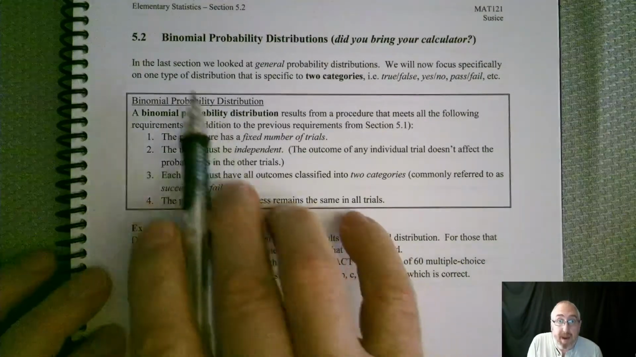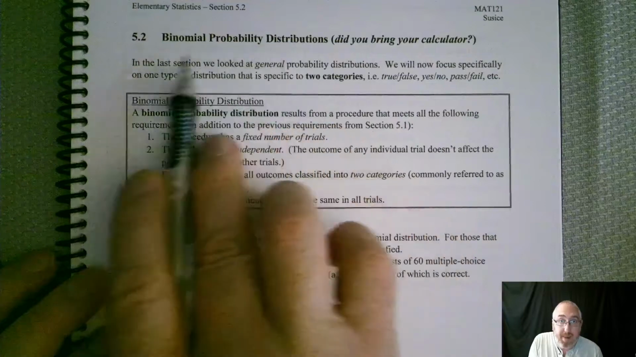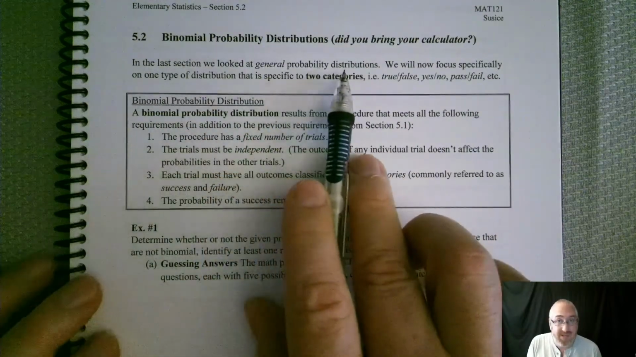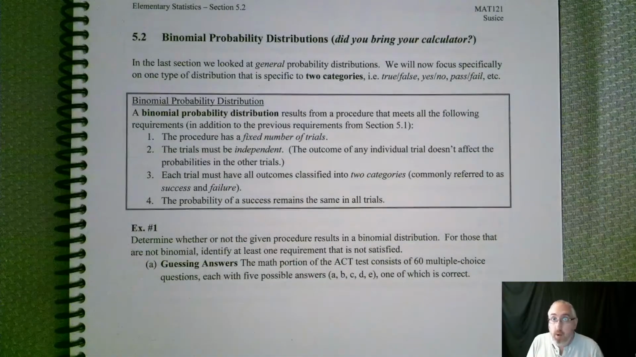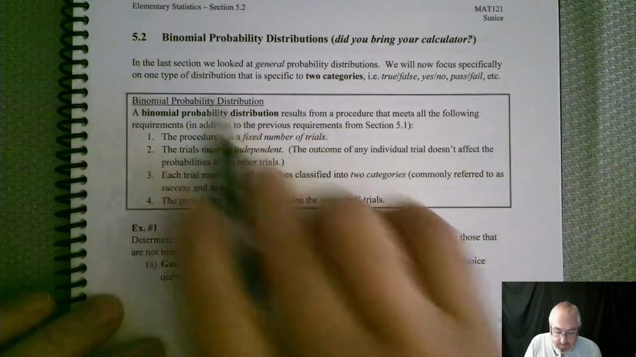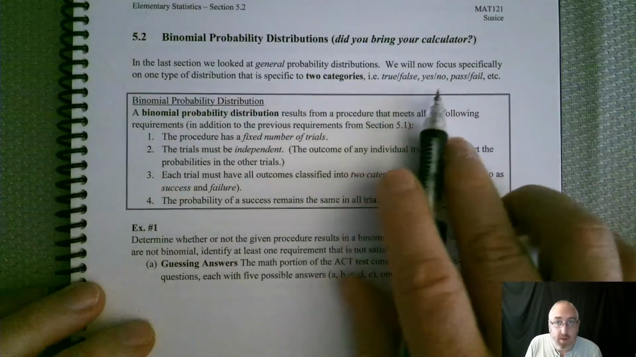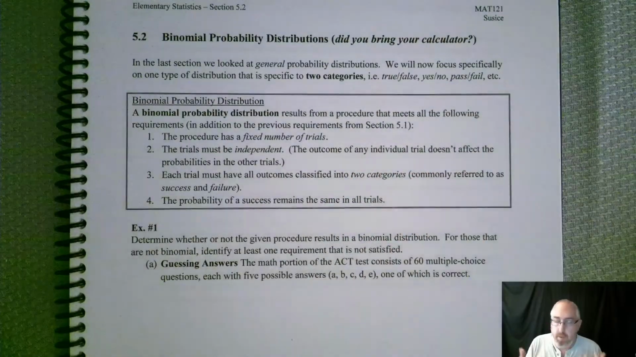Now, binomial, we have to first define what a binomial probability distribution is. So we looked at general probability distributions last time, so we could have multiple outcomes from a procedure and get those respective probabilities for each of those outcomes. Well, now we're going to restrict it down a little bit. So instead of having a lot of different outcomes, we're going to have just two. So binomial, two. And we'll have those two categories such as true, false, yes, no, pass, fail, those types of situations. So there's only two possibilities.